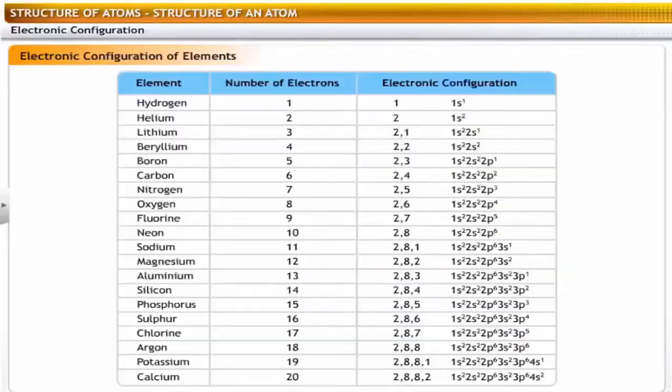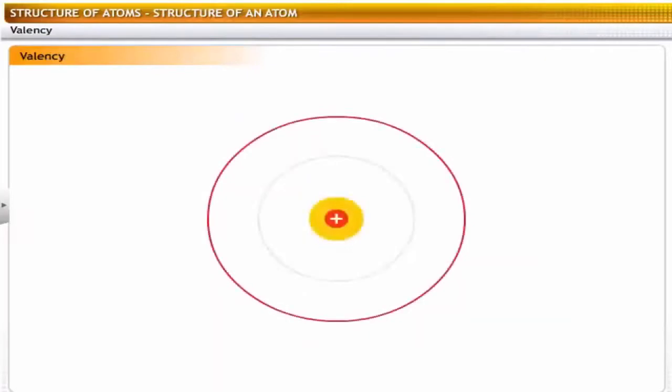Let's observe the distribution of electrons in the given 20 elements. Electrons in an atom are arranged in definite shells. The electrons which are present in the outermost shell of an atom are referred to as valence electrons. From the octet rule, an outermost shell of an atom can accommodate 8 electrons.